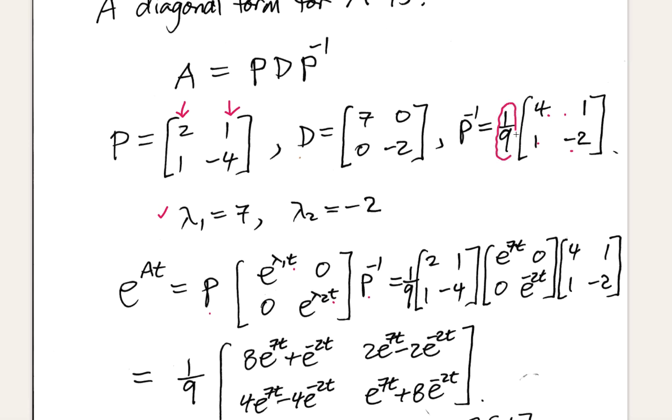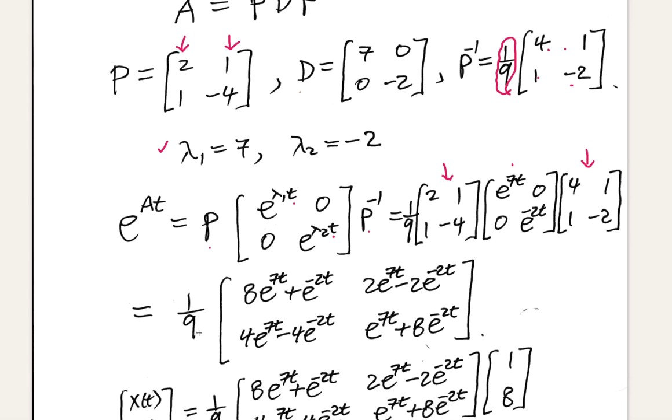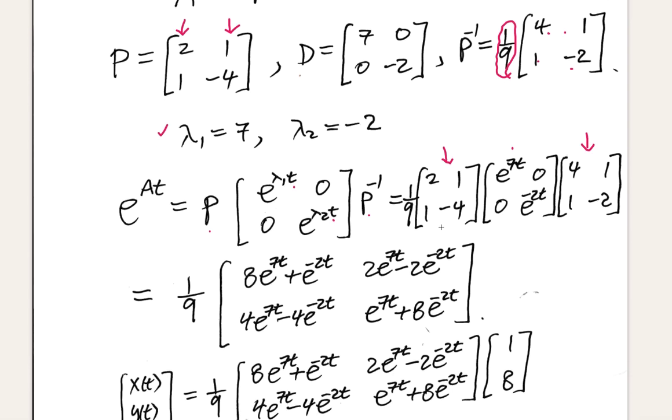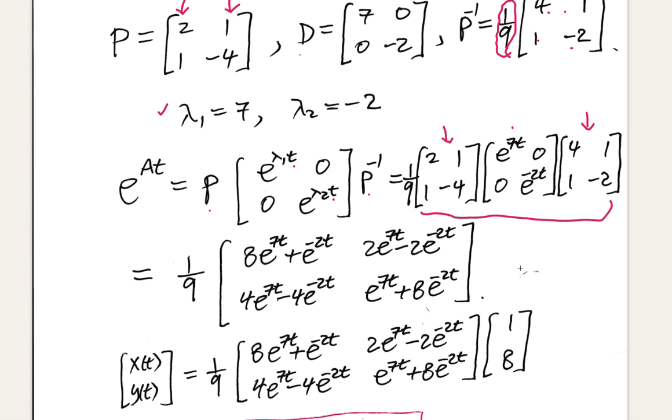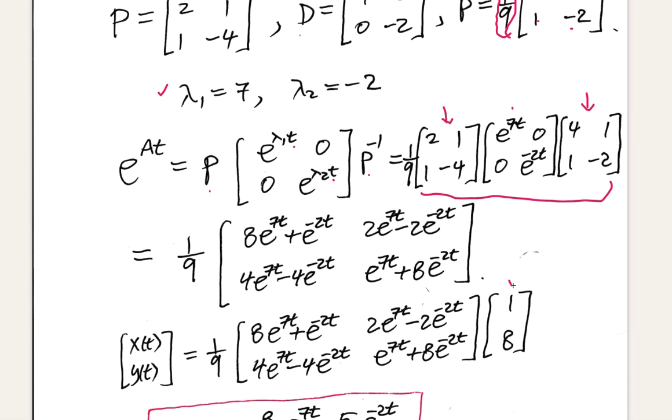Being a scalar, of course, we can just do that, so I put the 1/9 out front. Here's our P. Then in here we've got e to the 7t, e to the -2t. And then P inverse with the 1/9 factored out. Then I just multiplied these three together, leaving the 1/9 out. A totally mechanical operation. Multiply it by the 1/9, then multiply by the original conditions.